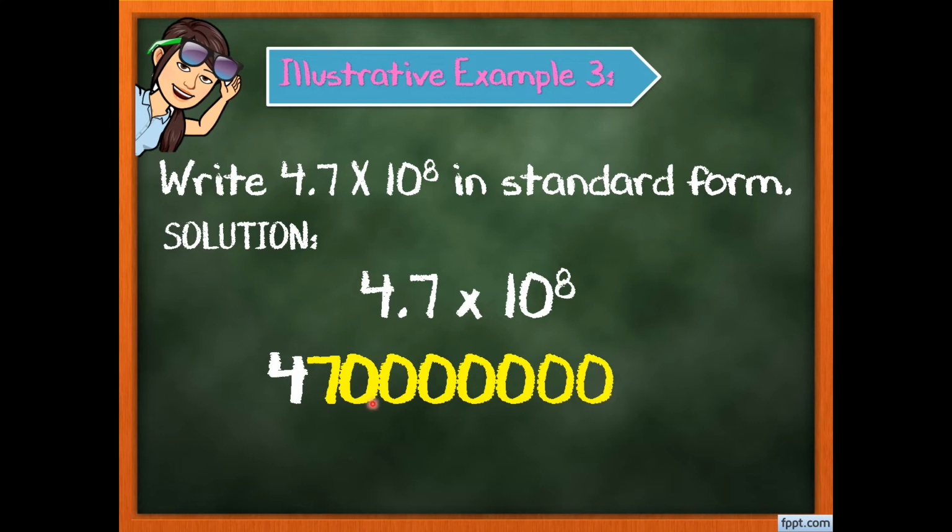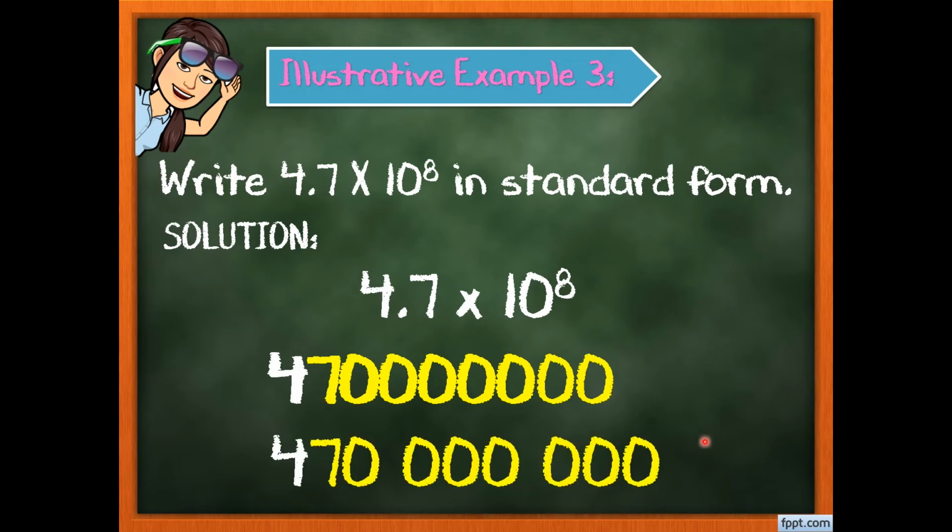So, nag-add tayo ng 7 zeros. Plus 1 yung 7, that is equal to 8. So, 1, 2, 3, 4, 5, 6, 7, 8. So, therefore, the answer is 470 million.